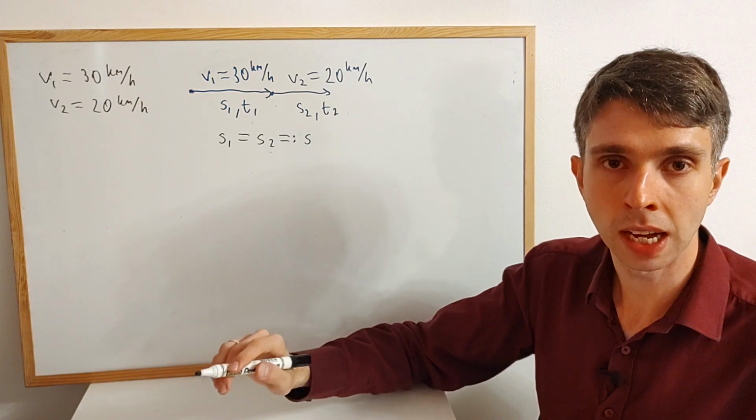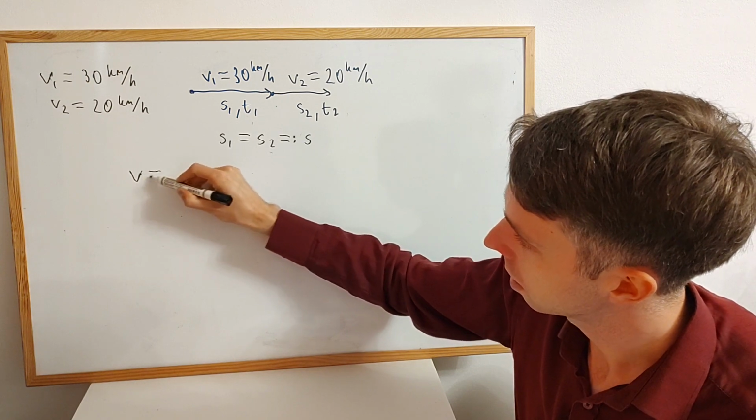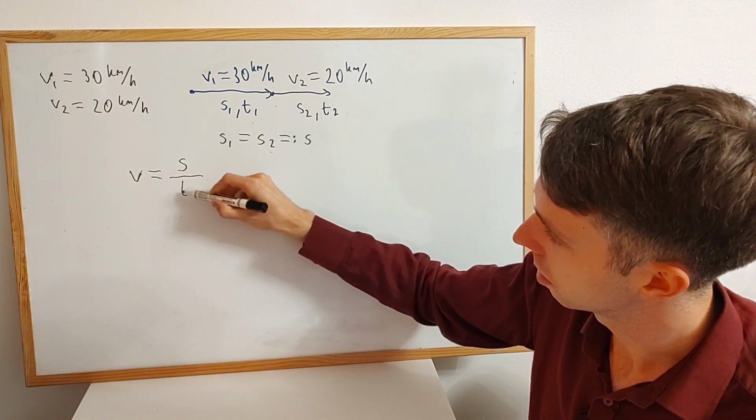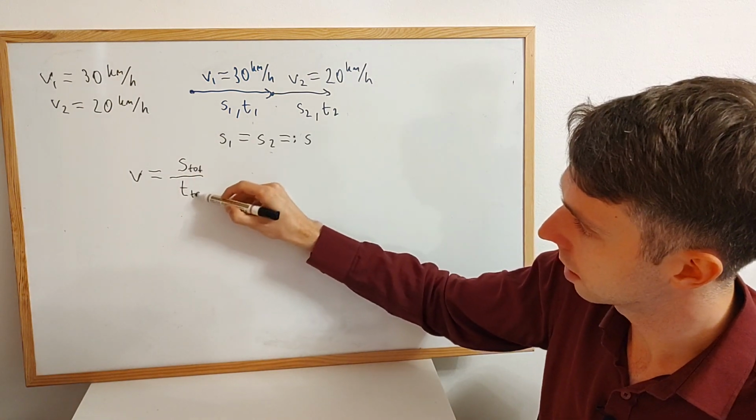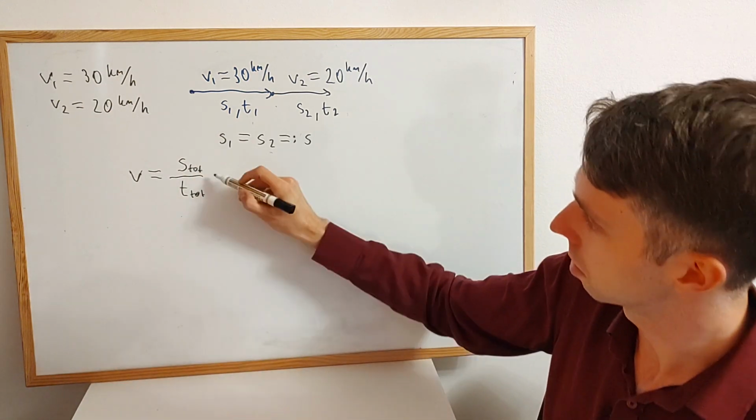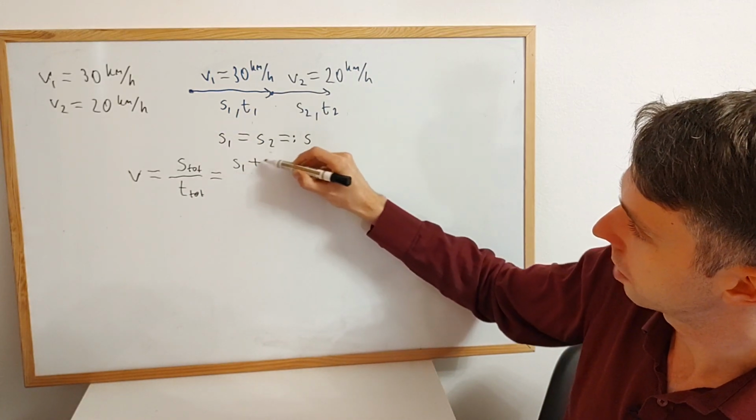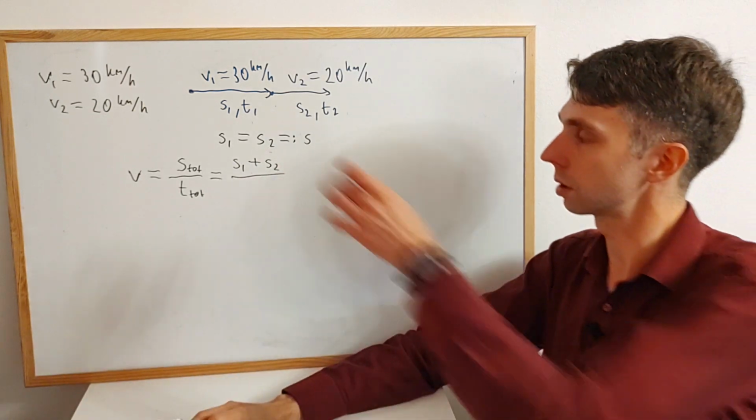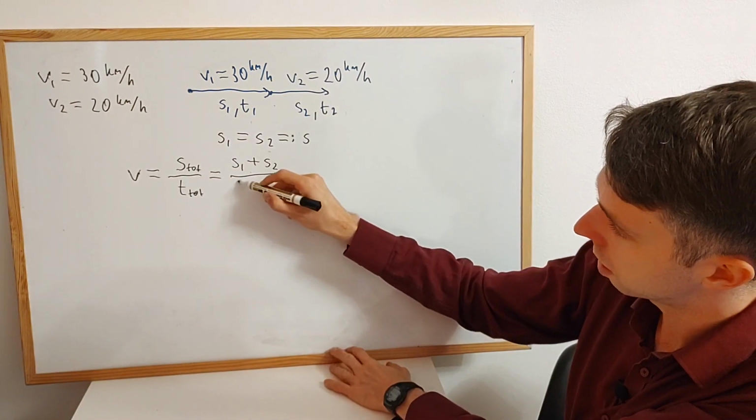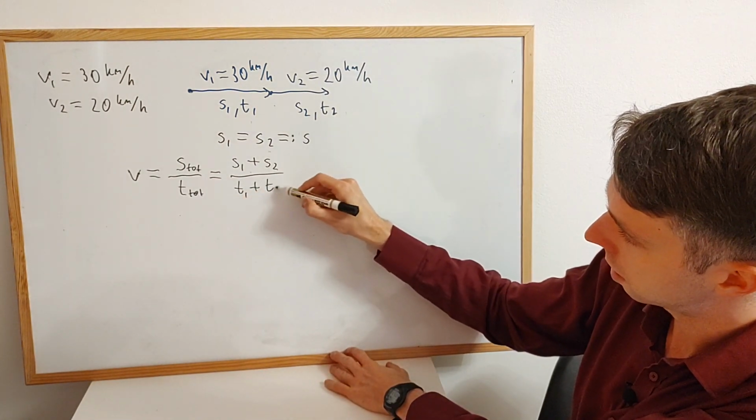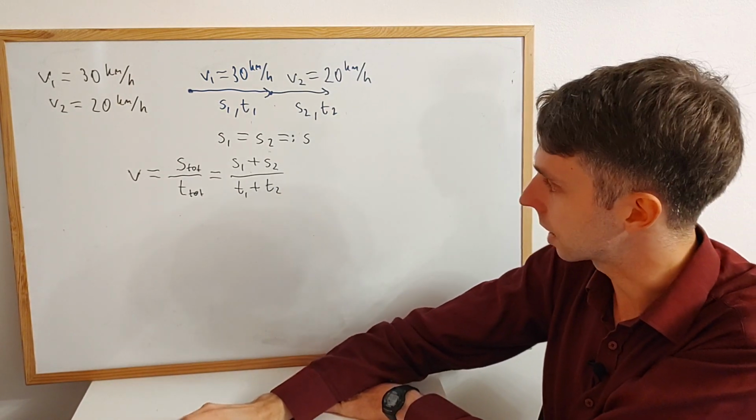So our task is to calculate the average speed. So average speed, our best known formula, is total distance divided by total time. So total distance is just s1 plus s2, the distance of the first part plus the distance of the second part, and total time is the time of the first part plus the time of the second part.